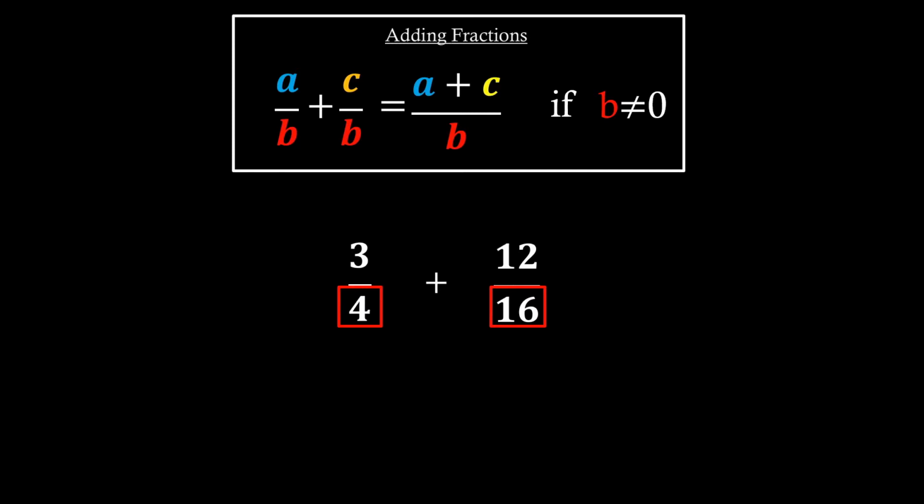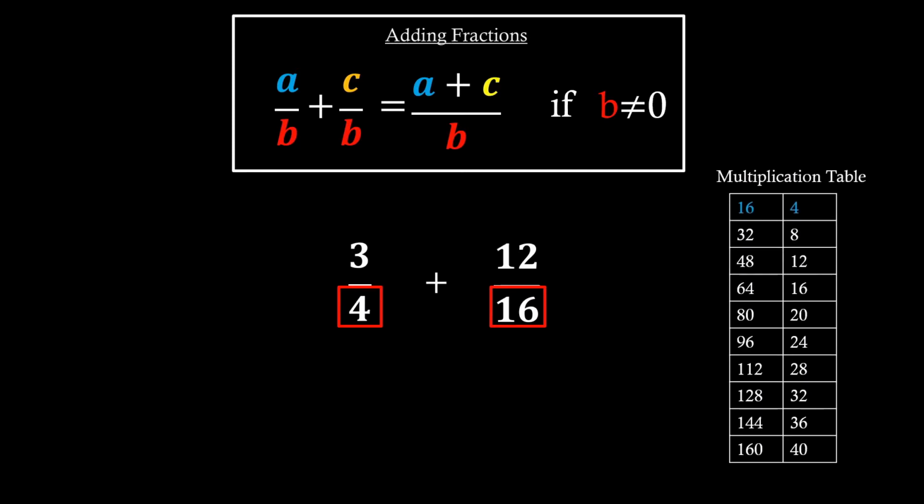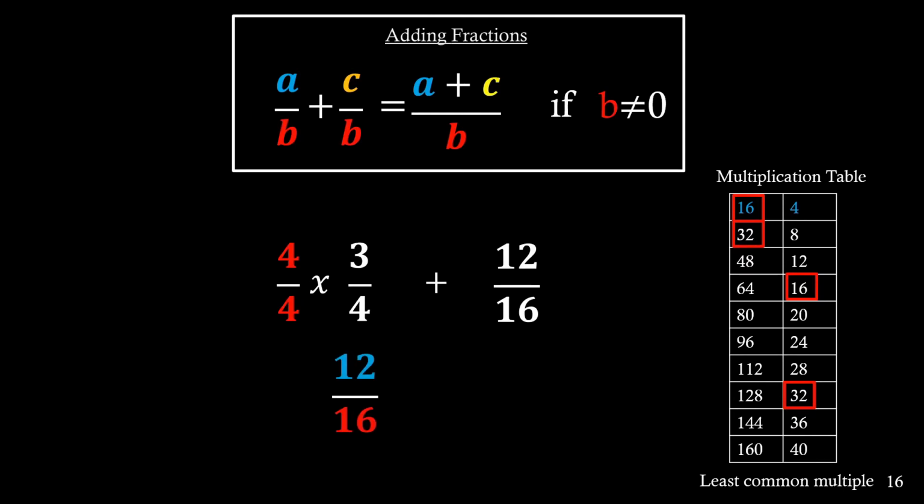So, if we take a look at some of the multiples of 4 and 16, we can see that 4 and 16 have 16 in common, and they also have 32 in common. The least common multiple, or LCD, will be 16. So, if we multiply 3 over 4 times 4 over 4, we get the equivalent fraction 12 over 16. And since the other fraction has 16 in the denominator already, we can just bring it down.